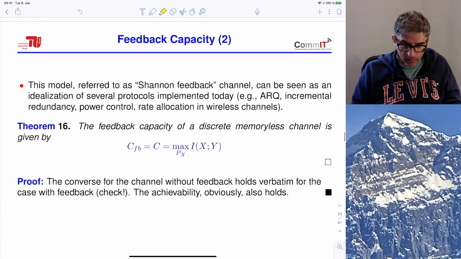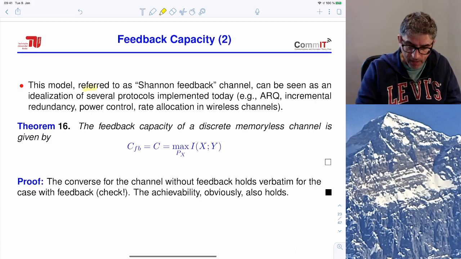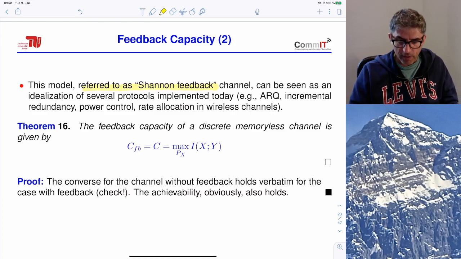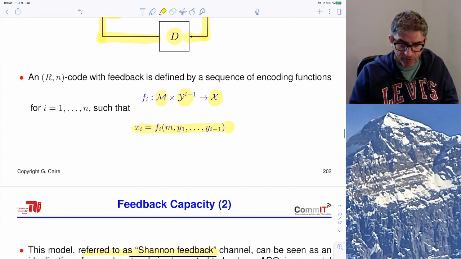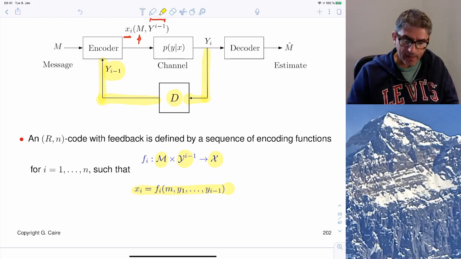Now, just to mention, this model is sometimes referred to as Shannon feedback because it was introduced by Shannon, and this type of feedback is a very idealized feedback, right? Because we have this sort of magic feedback channel that simply takes output symbols and brings them back.